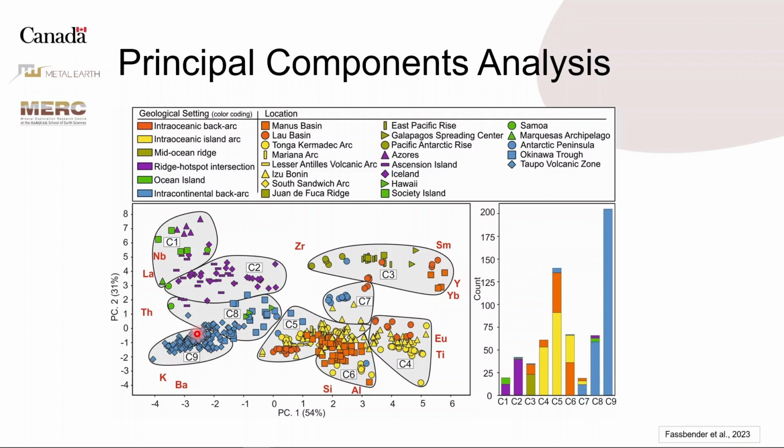And they pretty much fall on the same lines here. So we have C1, C2 reflecting ocean island samples and ridge hotspot intersection samples. C3 contains mid-ocean ridge samples. C4, 5, 6, and 7 contain intraoceanic, or mostly intraoceanic arc and back arc samples, and C8 and C9 contain intracontinental arc and back arc samples. And most of these clusters are actually a mixed bag of certain lithotectonic environments, except cluster 3. So cluster 3 contains all of the mid-ocean ridge samples and a few mid-ocean ridge-like samples.